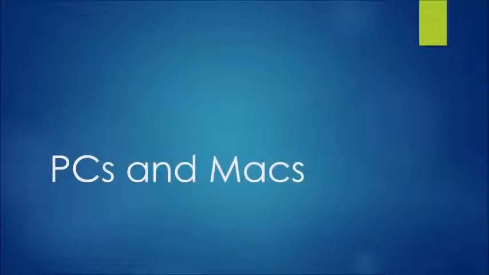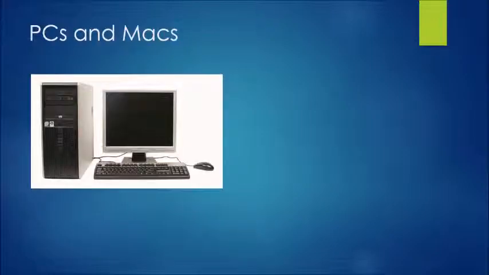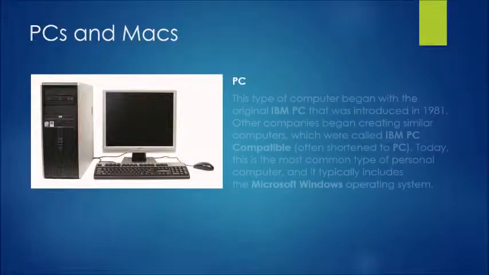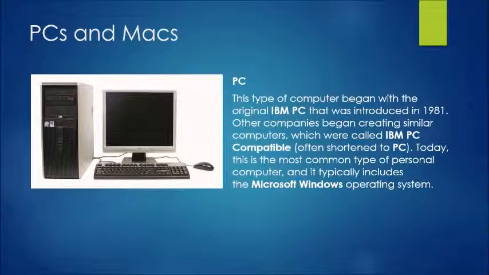Now, let's talk about the two most common computers in the world, the PC and the Mac. The PC is a type of computer based on the original IBM PC that was introduced in 1981. Other companies began creating similar computers, which were called IBM PC compatible, often shortened to PC. Today, this is the most common type of personal computer, and it typically includes the Microsoft Windows operating system.